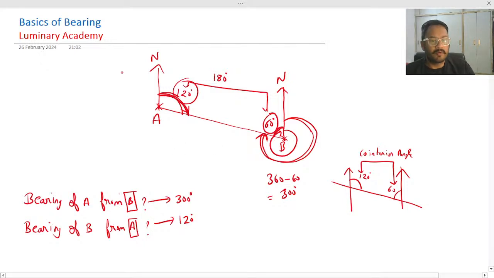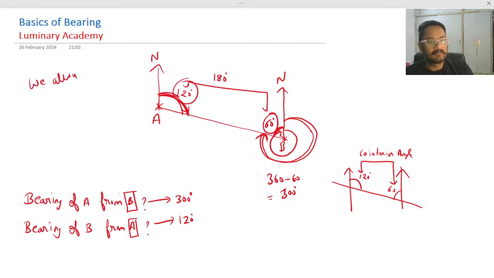Now the most important thing is we always write bearing in 3 digits. This is the most important thing which you need to note here. If the answer of bearing is, suppose, 50 degrees, we cannot write it as 50.